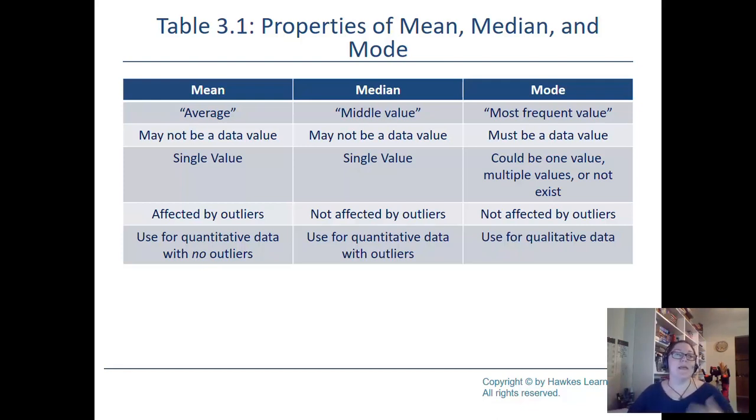For the mean, again, you want to make sure to use this for number data with no outliers. Okay, so if there's no indication of an outlier, the mean is going to be the best way to measure the center. If it has an outlier, you want to use the median as the best measure of center, and anything that is qualitative data, meaning that wordy data, then that's where you want to use your mode.